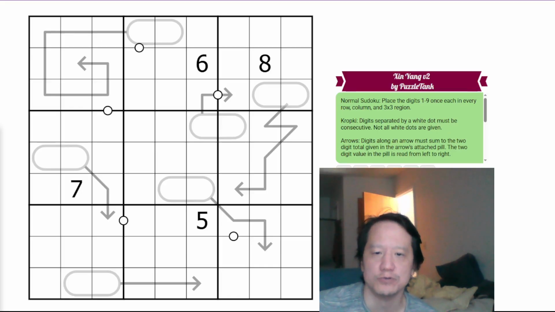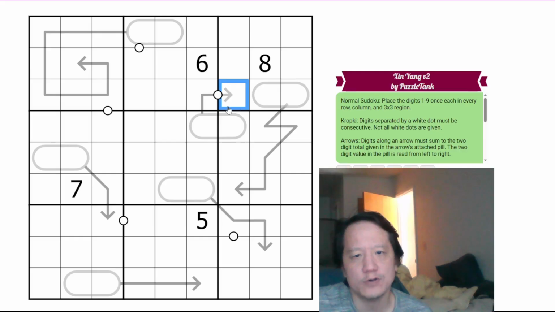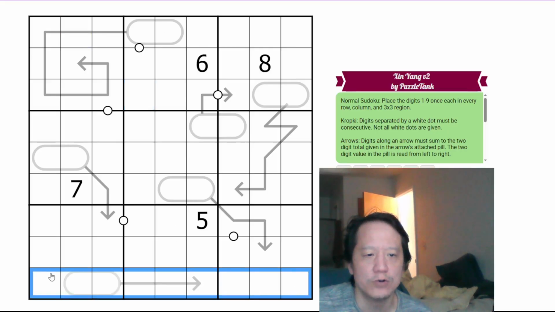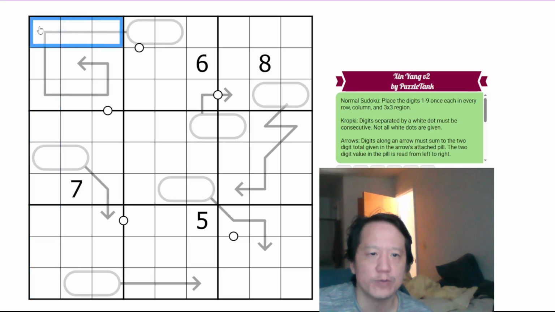And here are the rules. Normal Sudoku rules apply, which means place the digits 1 through 9 once each in every row, column, and 3x3 region.